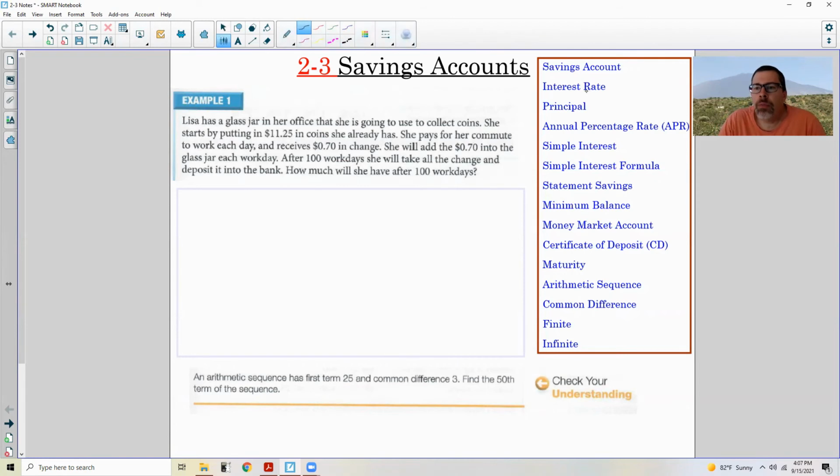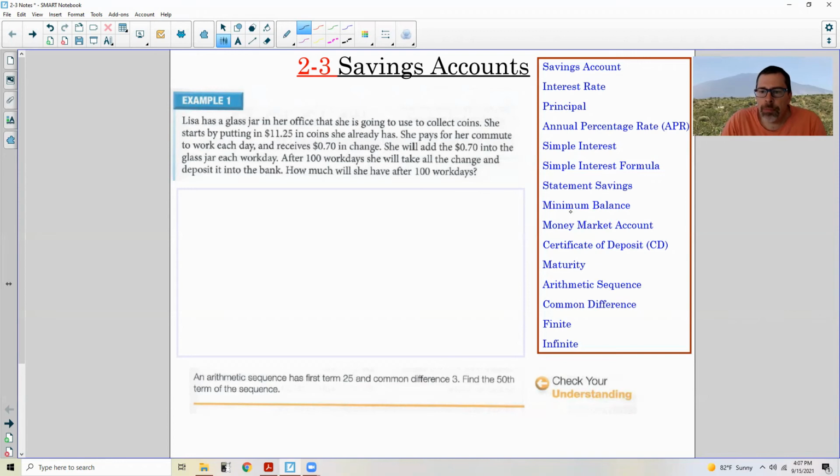Interest rate is the rate at which we make money. Okay, it's a percentage. Principal is the money we start with. An annual percentage rate, or APR, is how much we make on an account or are charged on an account annually. Simple interest is just that. It's interest on the principal only. It's not interest on interest. And we'll get to that, which is called compound, in another chapter. And then there's a simple interest formula we'll talk about this chapter.